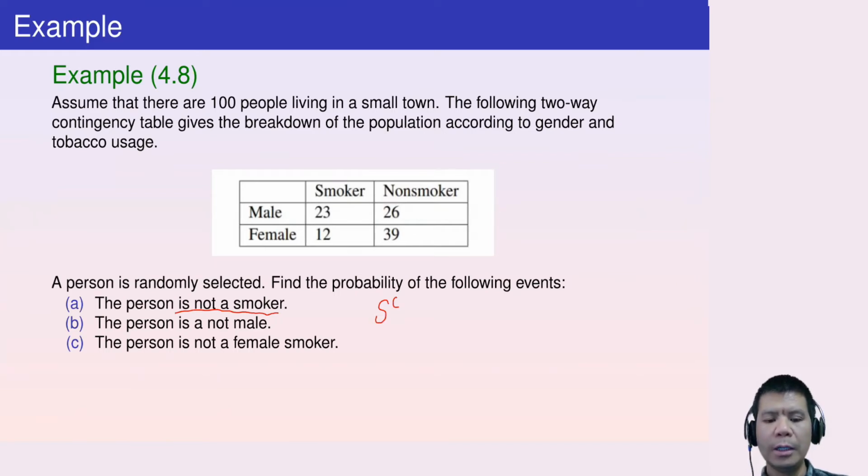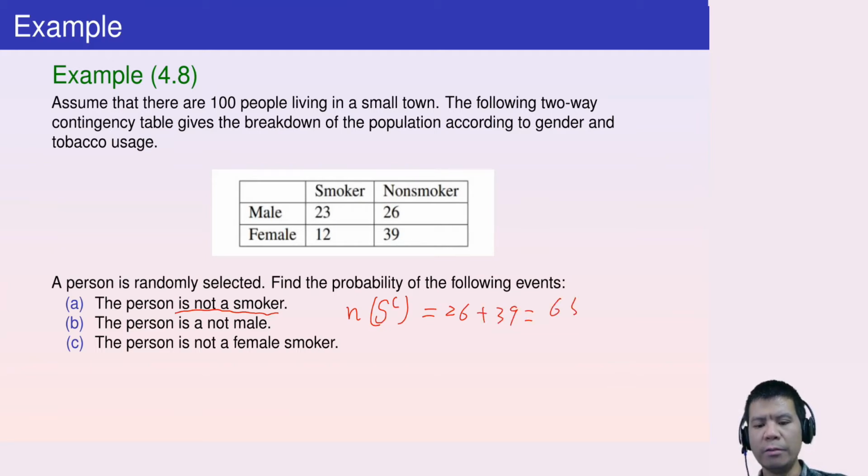So how many out there are non-smokers? We see that it's 26 plus 39. That is 65. So therefore, the probability for non-smoker equals N of non-smoker over M, where M is 100, the total number. 65 over 100, that's 0.65.